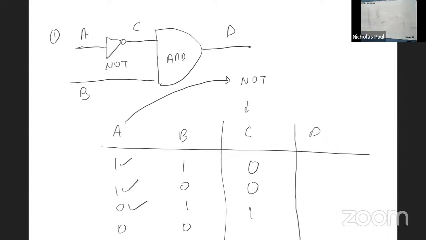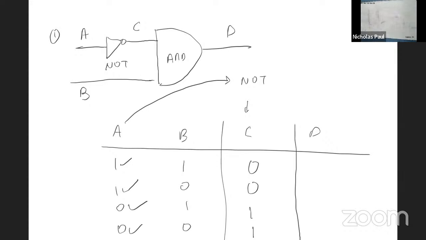Look. One entering a NOT gate is 0, and zero entering a NOT gate is 1. Everybody okay with that? Online, are you okay with that? How are we getting D?